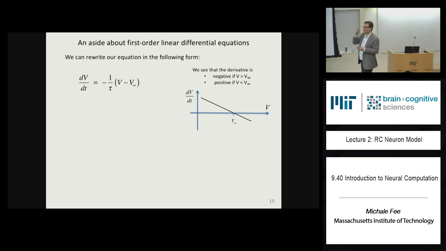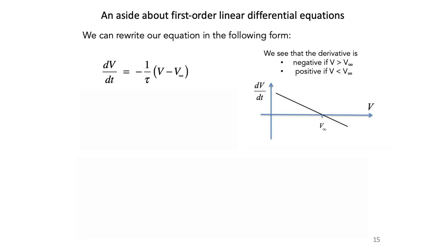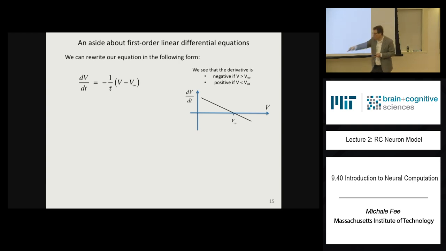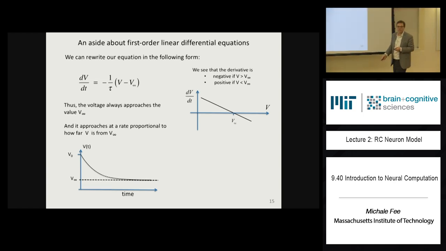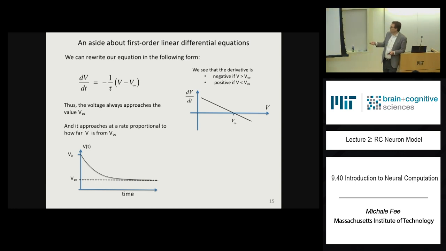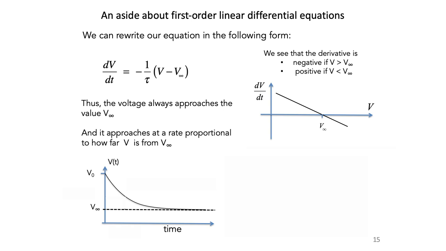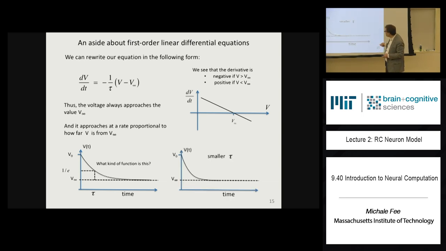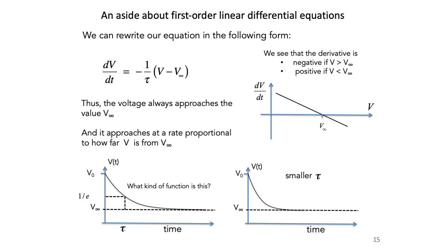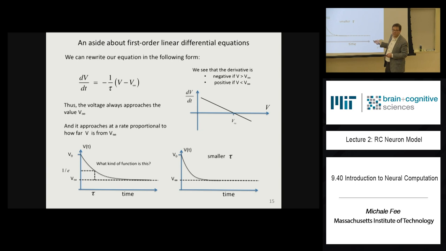And how does it get there? Does it go linearly? You can see that the rate at which it approaches V infinity is proportional to how far away it is from V infinity. So it doesn't just go vroom, crash into V infinity. It slowly approaches V infinity. Anybody know what that function is called? It's an exponential. Good. And it approaches with a time scale of tau. If tau is small, it approaches quickly. If tau is long, it approaches slowly. If tau is big, the derivatives are small. If tau is small, the derivatives are bigger.